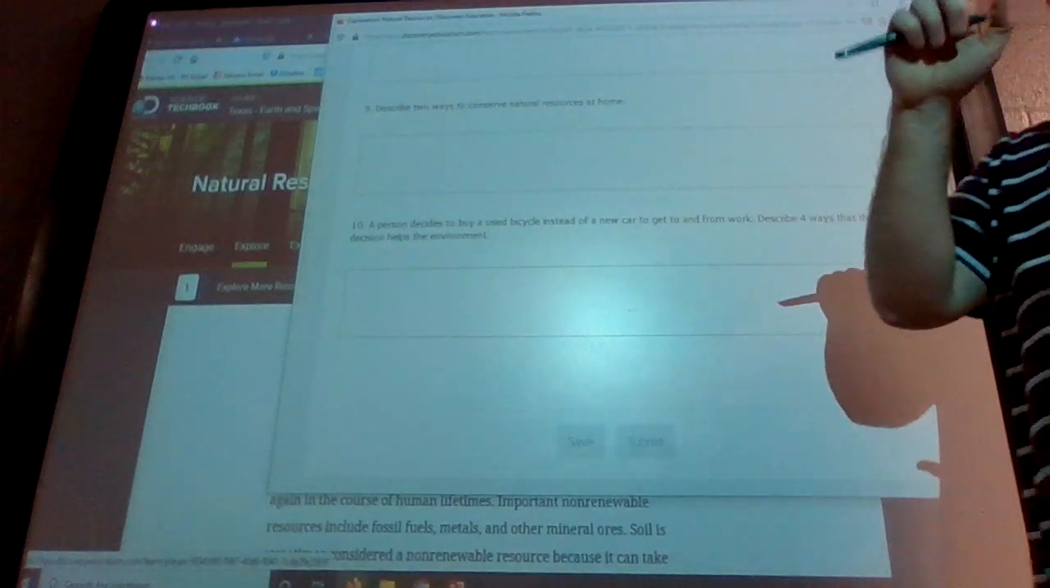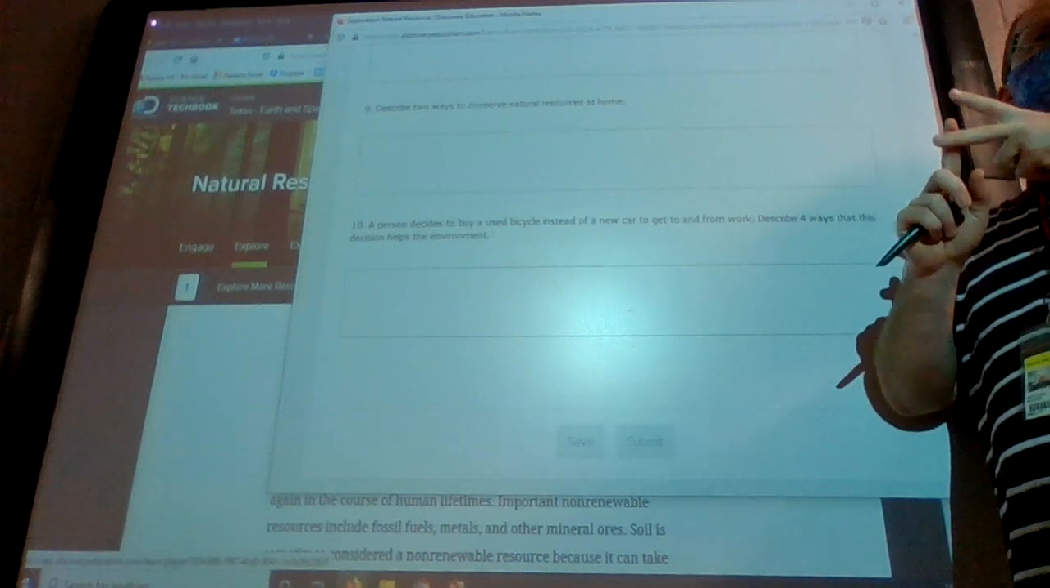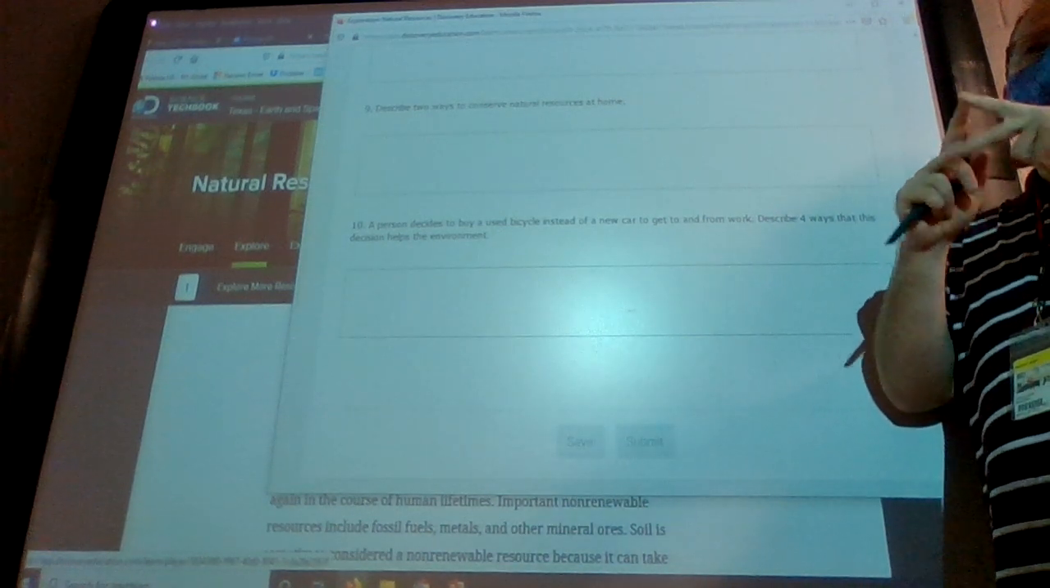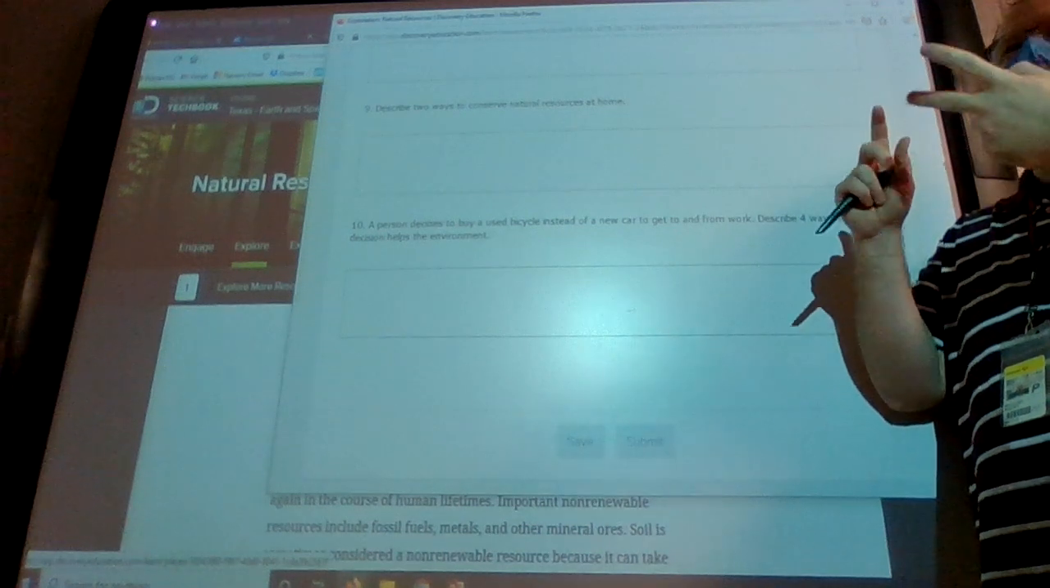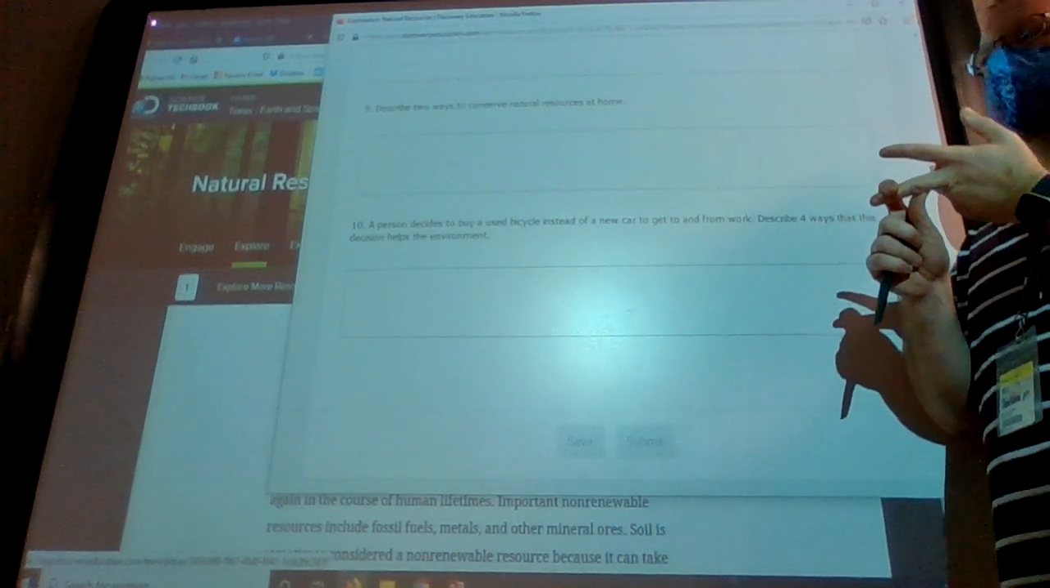Pollution. So your bicycle is not going to pollute. Also, it's not going to require any gas. Those are actually two separate things. So no pollution coming out of the tailpipe, no gas having to go in. You're not using up a non-renewable resource. What are some other things?